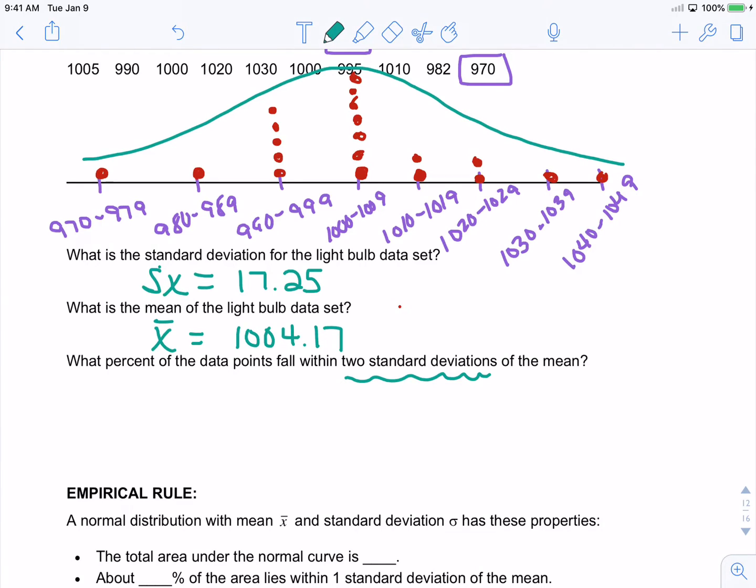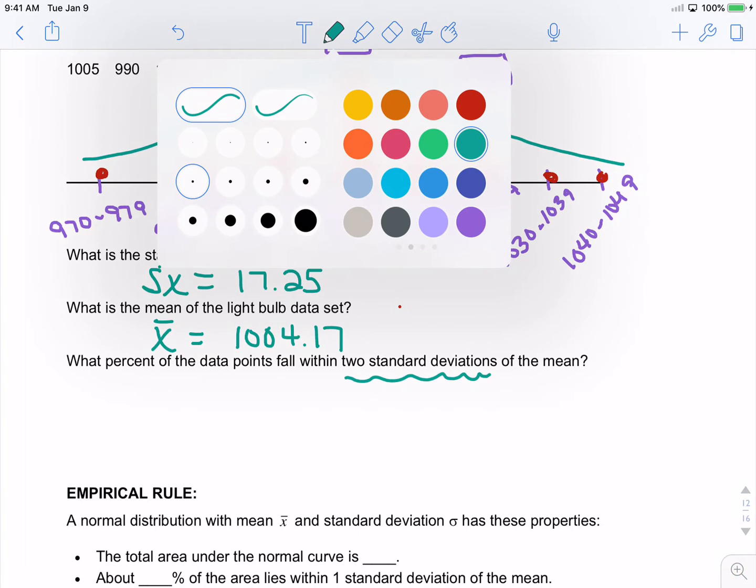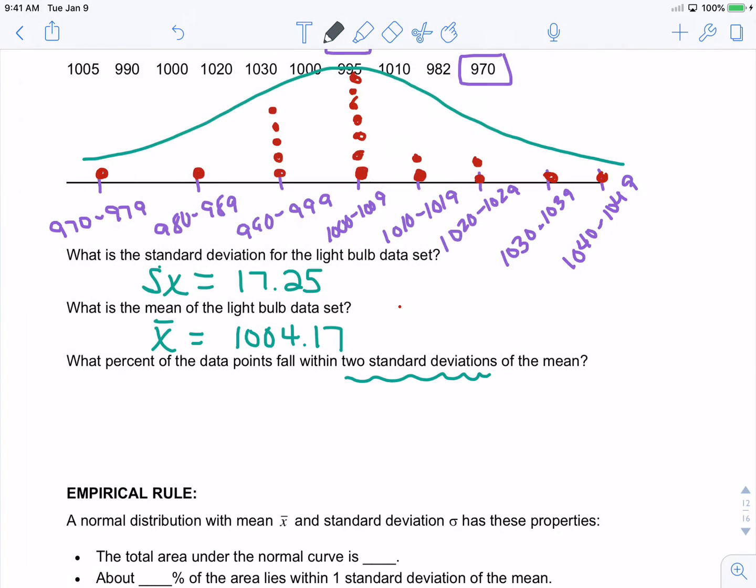And in order to do that, you take the mean that you just calculated, which we have as 104.17, and we're going 2 standard deviations of the mean. So I'm going to take the standard deviation and multiply it by 2. Makes sense. And then if we add them together, we get 138.65.